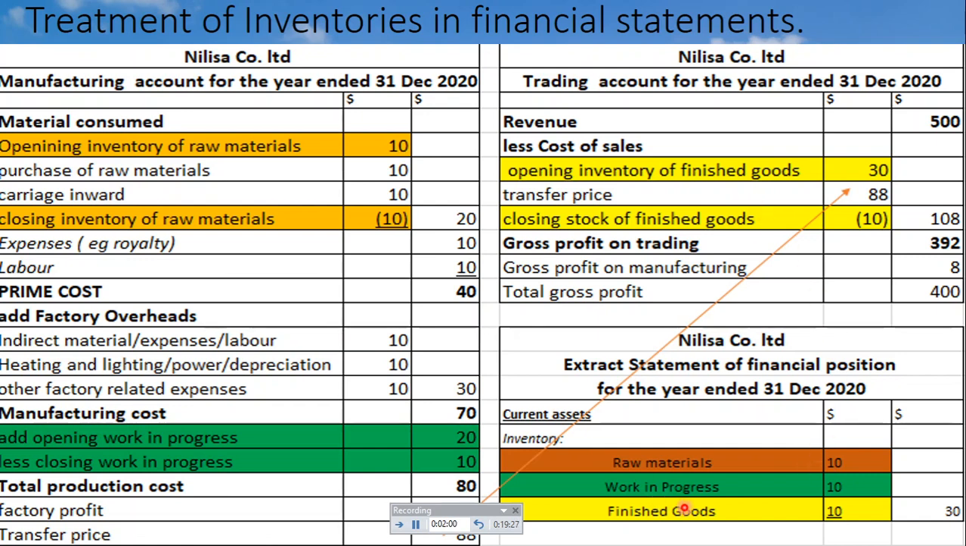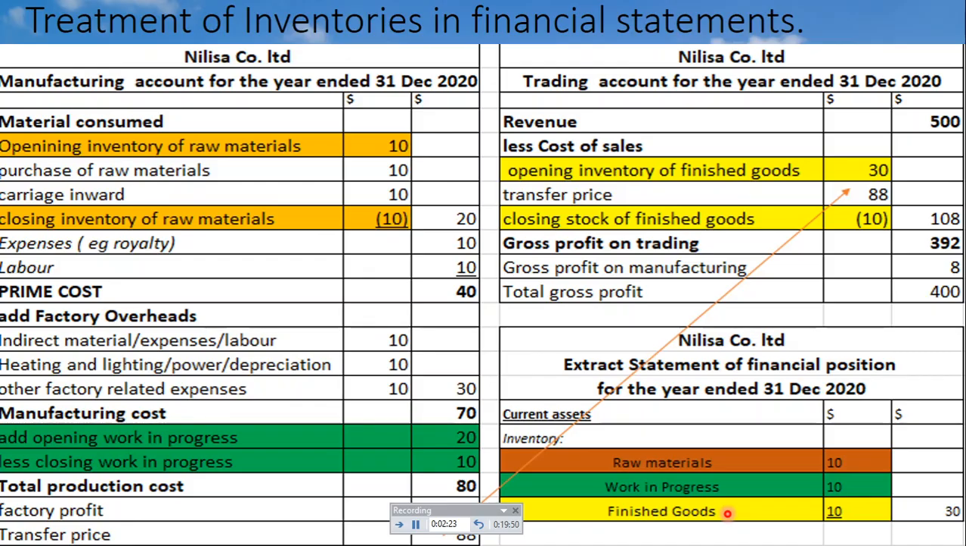One more time, a recap. Raw materials are used to find the material consumed to arrive at prime cost. Work in progress is adjusted in your manufacturing cost to arrive at total production cost. Finished goods are adjusted in your cost of sales to arrive at your gross profit. And in the statement of financial position, all three are listed at the closing stock.